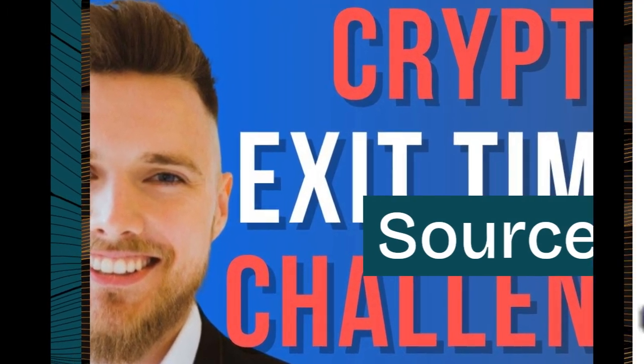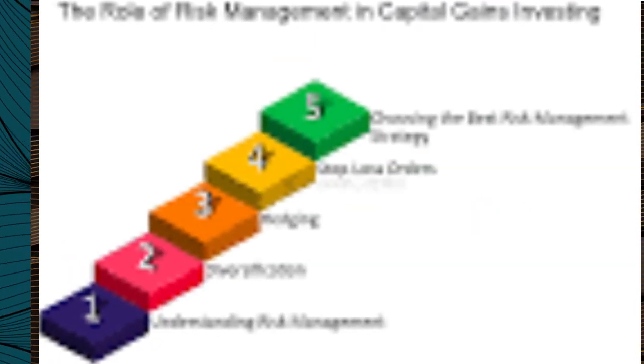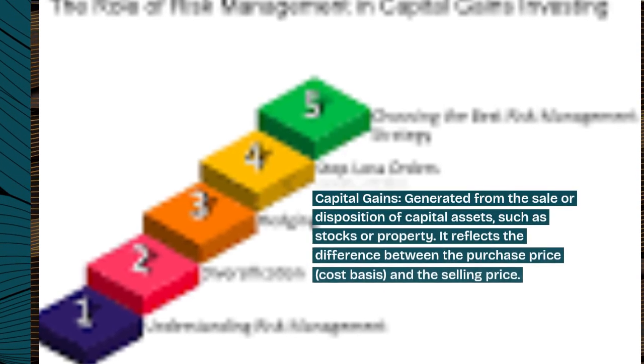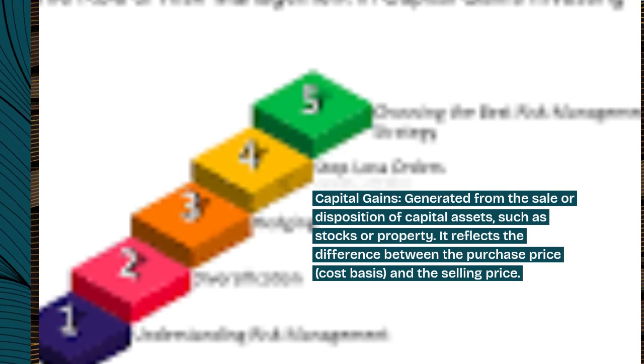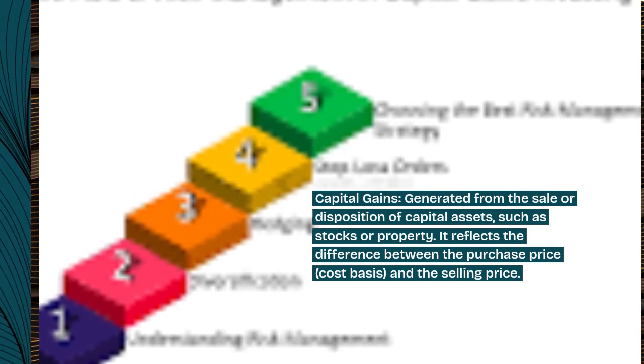Source: Capital gains are generated from the sale or disposition of capital assets, such as stocks or property. It reflects the difference between the purchase price, cost basis, and the selling price.